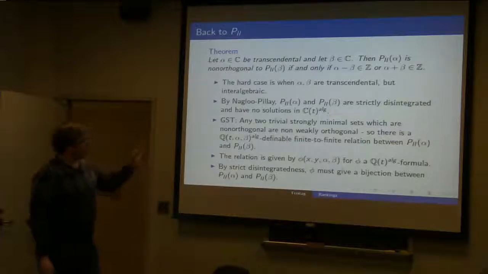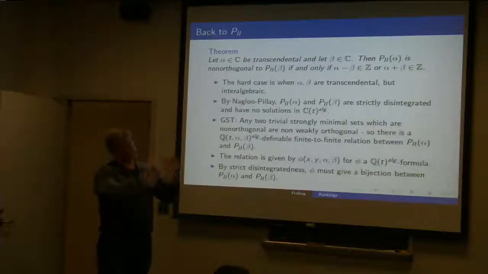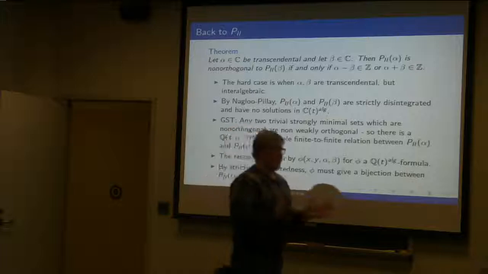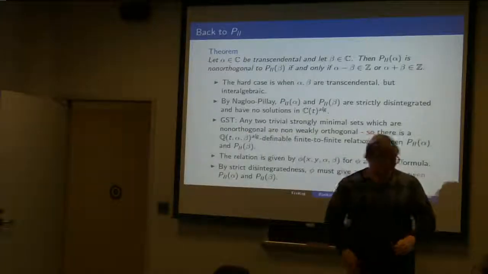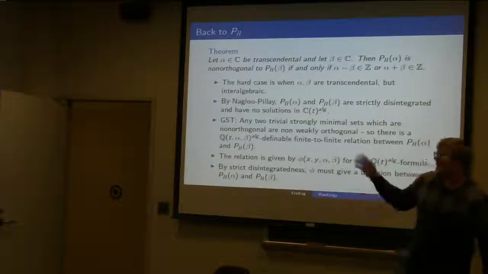It means that all of the solutions to P2 of alpha are transcendental with each other. There are no algebraic relations between any solutions of P2. Any two. Any two over any field. Any two distinct. Any n. Yeah, any n. Any two, any field.